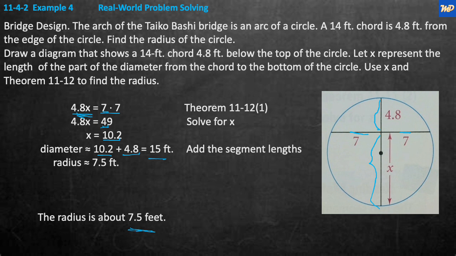We multiplied the 4.8 times the x and the 7 times the 7 and set them equal to each other. And when you do that, you end up solving for x, and x ends up being 10.2 feet, and 10.2 feet plus 4.8 feet is the total diameter. And then we can find the radius by just taking half the diameter.